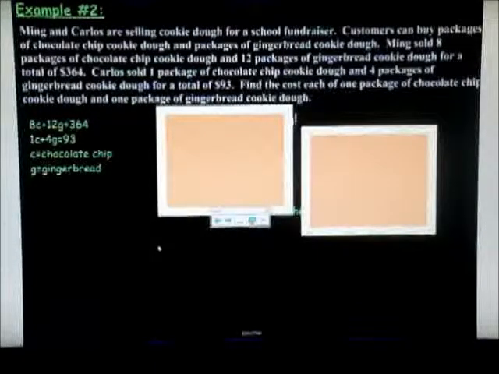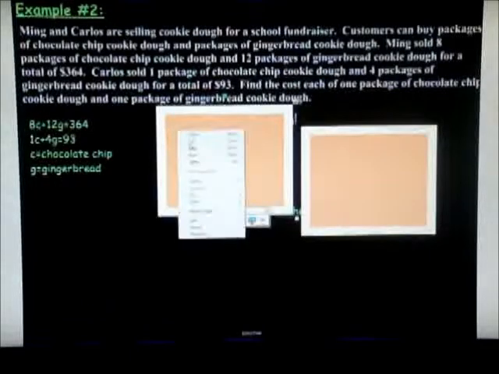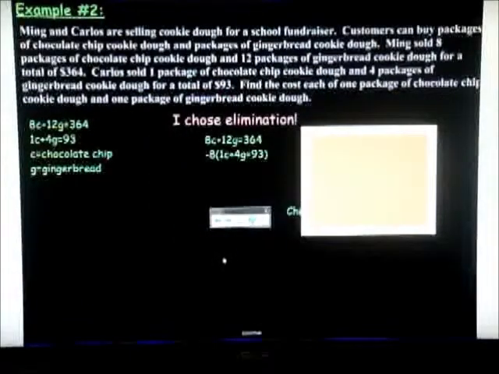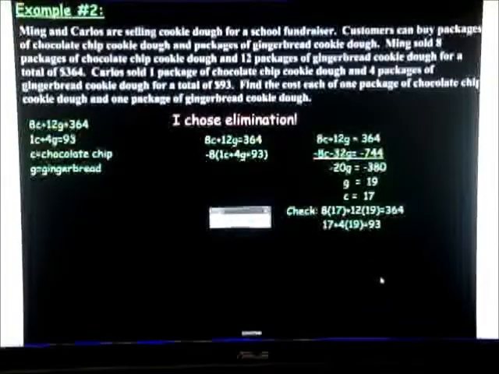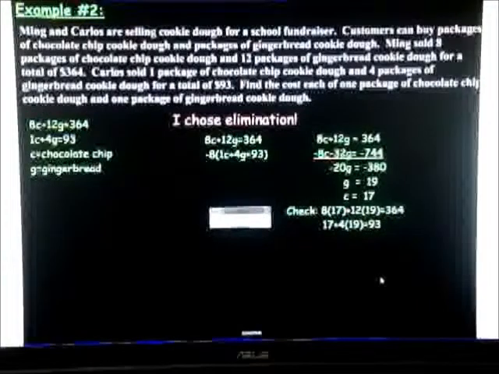8c plus 12g equals 364. 1c plus 4g equals 93. In 5 seconds, I'll show you the rest of it. I chose elimination because they were in standard form. And I actually only had to change one equation this time. So I found both the gingerbread cookies and the chocolate chip cookies, and I did write my check this time. When the numbers are big, a lot of times I would prefer to do that.